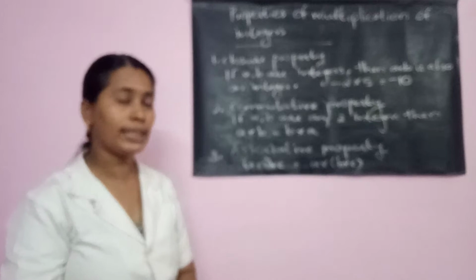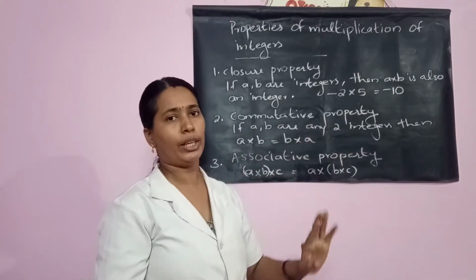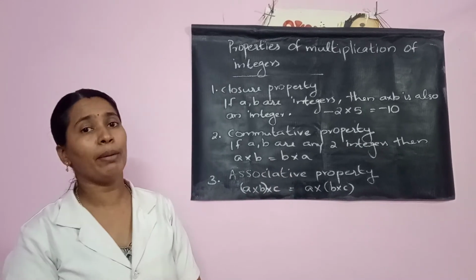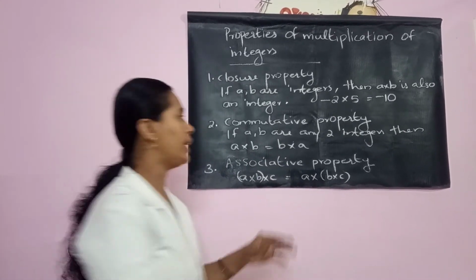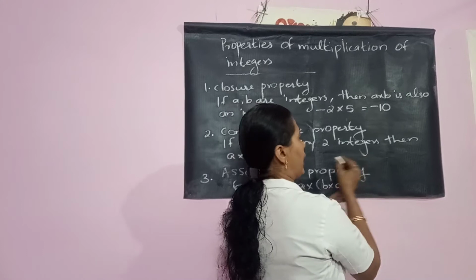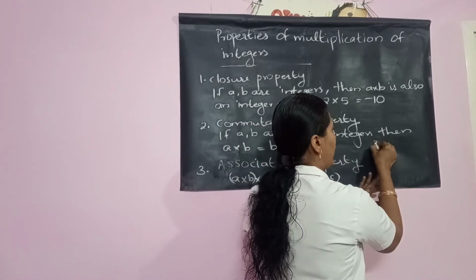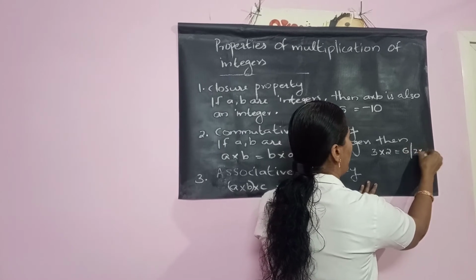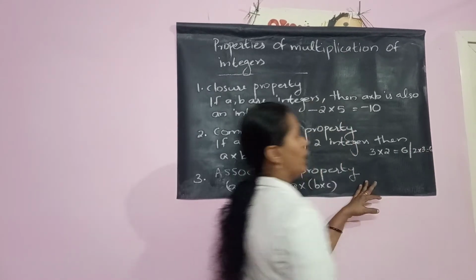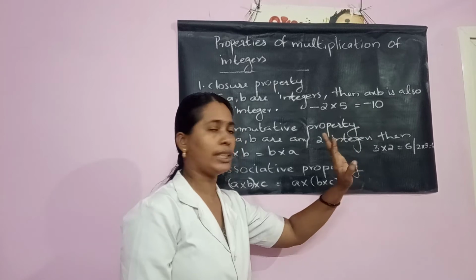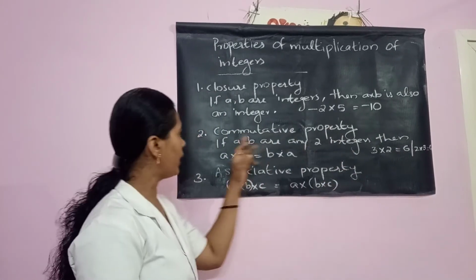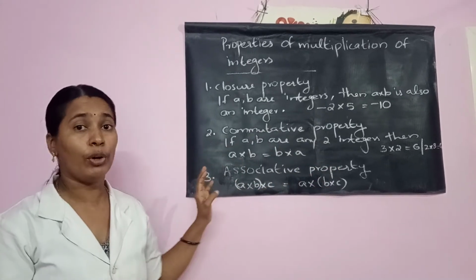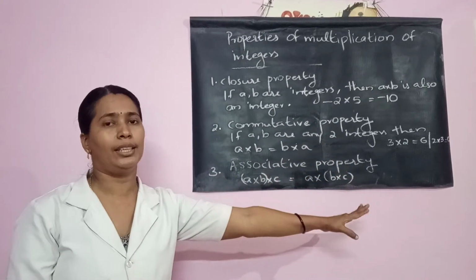Let us move to the second property, the commutative property. The commutative property says that if a and b are any two integers, then a into b is always the same as b into a. And it is true for all the integers. For example, 3 into 2 equal to 6. Similarly, 2 into 3 is also equal to 6. A into B is the same as B into A. So, we can say multiplication is commutative for all the integers.